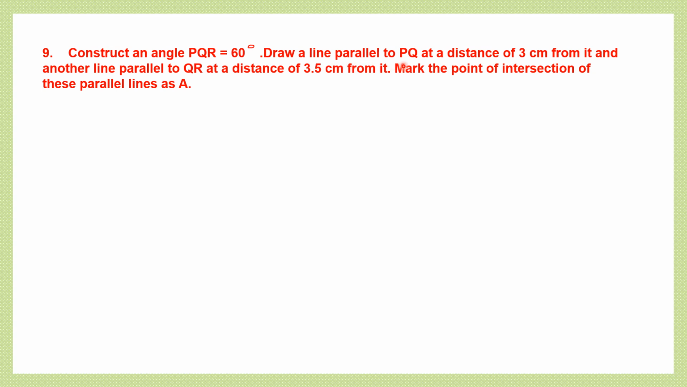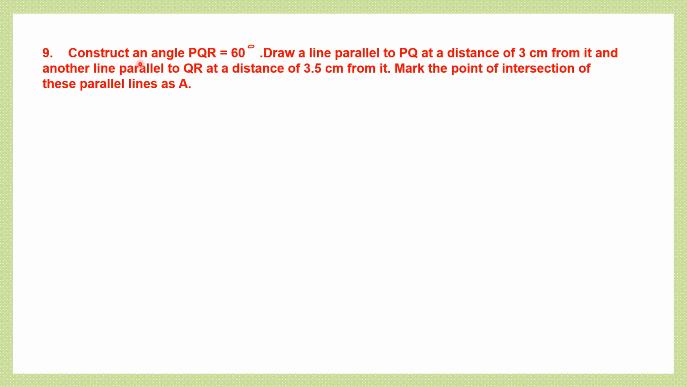Draw a line parallel to PQ at a distance of 3 centimeters from it and another line parallel to QR at a distance of 3.5 centimeters from it. Mark the point of intersection of these parallel lines as A. So let's go through this step by step.